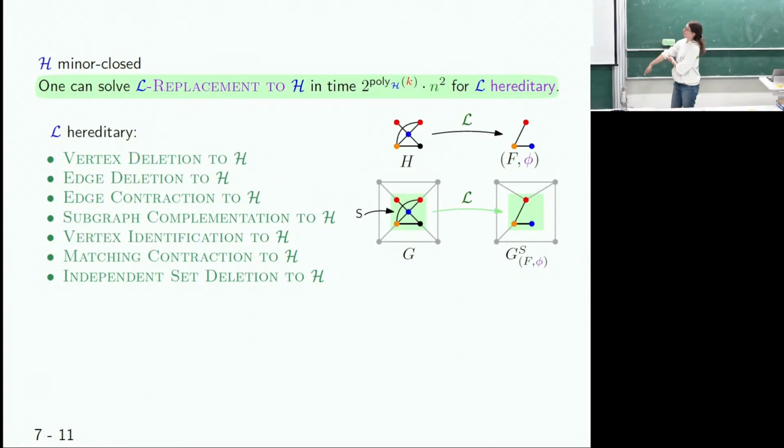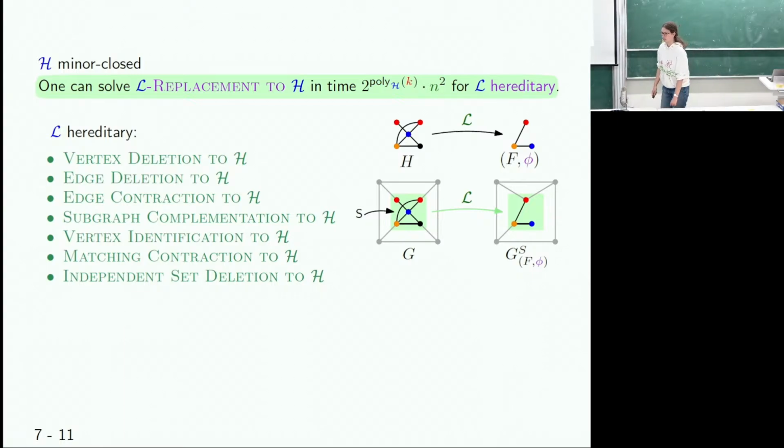So here is a list of problems that we can solve with this statement. You can do vertex deletion, edge contraction. You can take a subgraph and take the complement of this subgraph. You can identify vertices, you can contract a matching, you can remove an independent set, and so on and so on. So you can do a lot of stuff.